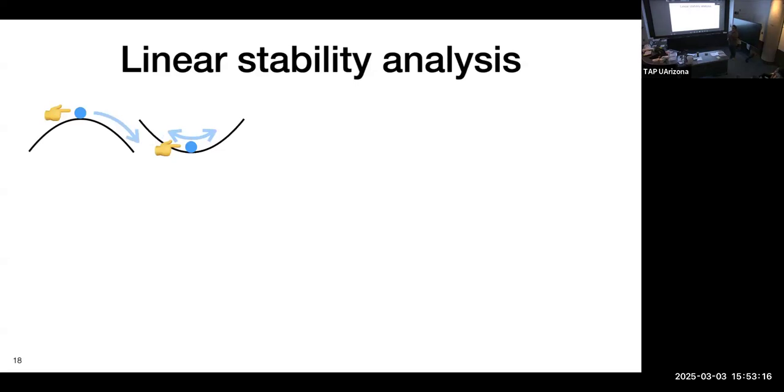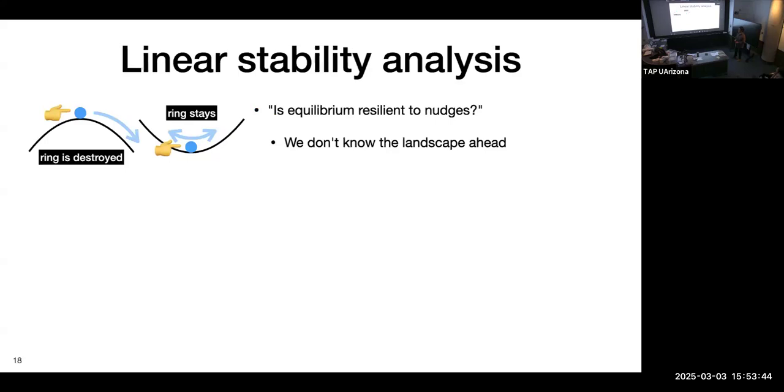Whereas if a ball is in the valley, give it a nudge, it's going to oscillate. And this is an analogy for the ball rolling down the hill, that the ring goes away, whereas the ball in the middle of the valley is that the ring is stable to nudges. It's stable, so it stays. So basically, linear stability analysis boils down to: is the equilibrium resilient to small perturbations?